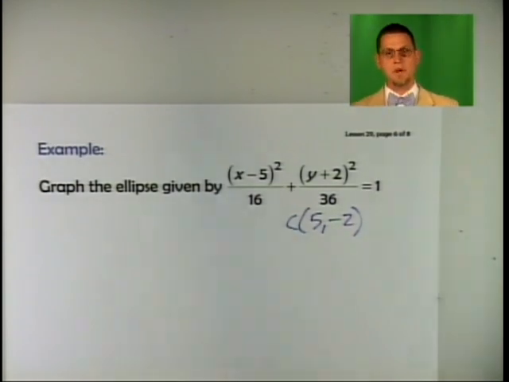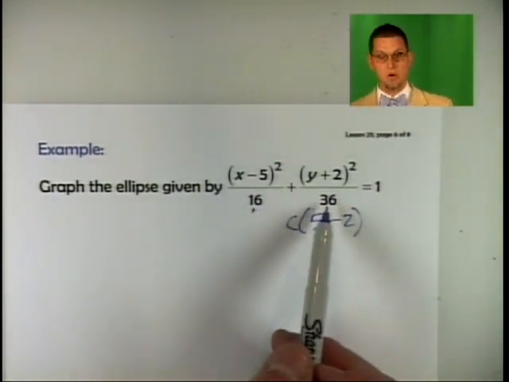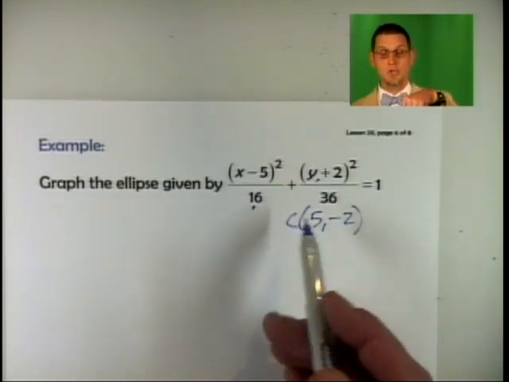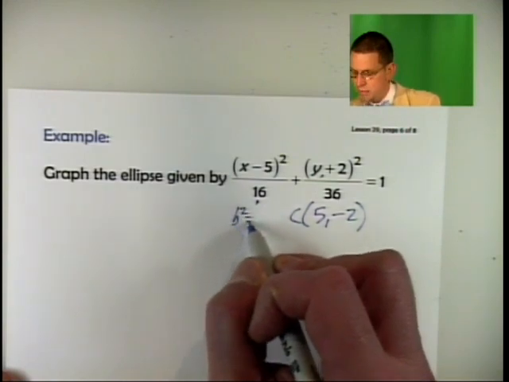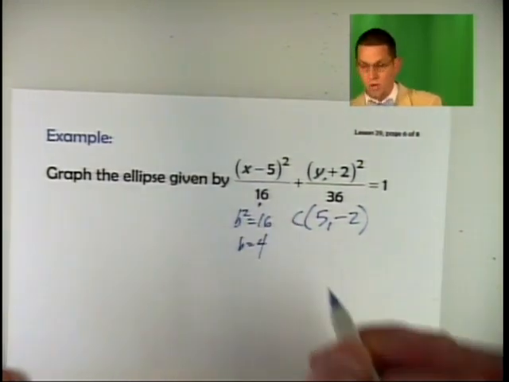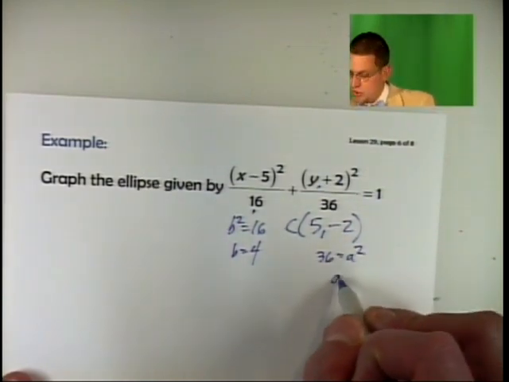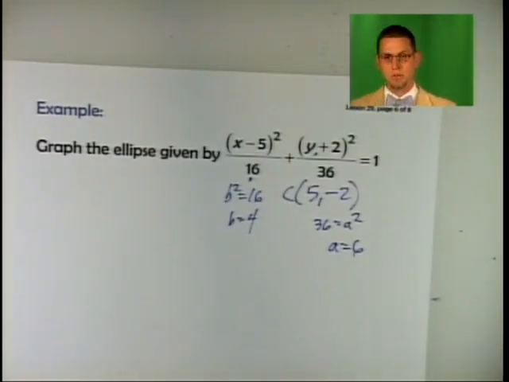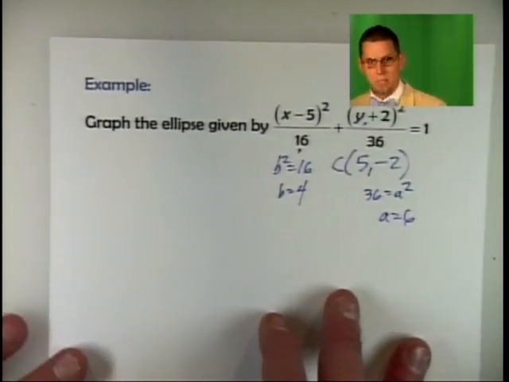Now we want to see if it opens vertically or horizontally. 36 is bigger than 16, so it's under the y. That's vertical, so I know my foci are going to be on the vertical axis. That means 16 must be b squared, which means b is 4. And 36 must be my a squared, so a must be 6. Well, that's all we need to sketch the ellipse minus the foci. Let's go ahead and plot that.